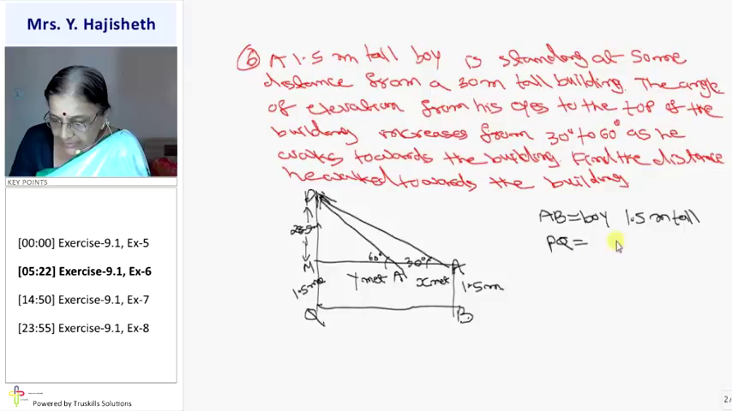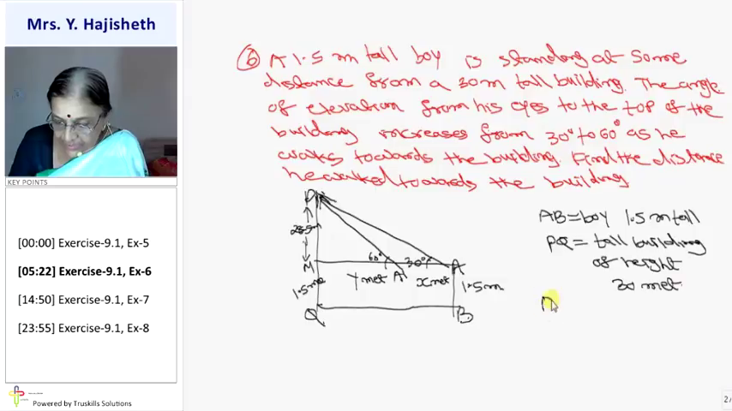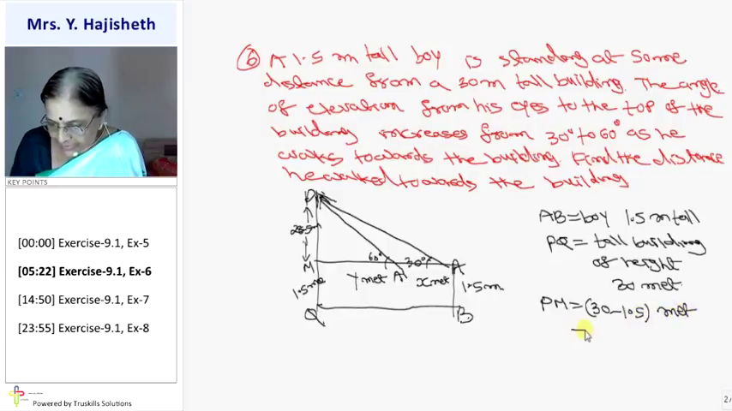PQ represents a tall building of height 30 meter. A step that is more important here: the figure is important, and the introduction of the figure is important. So what is PM? I can calculate PM is 30 minus 1.5 meter. So it is going to become 28.5. Clear? Everything is ready.